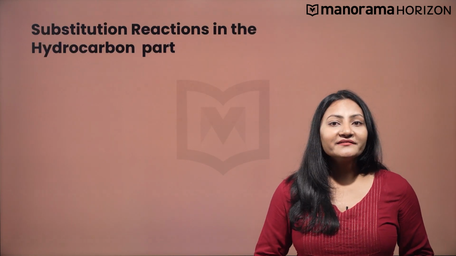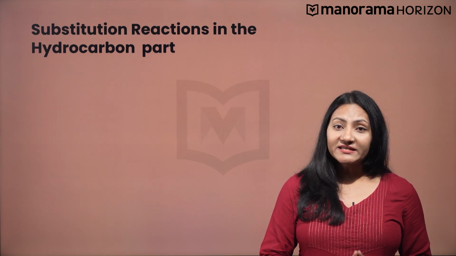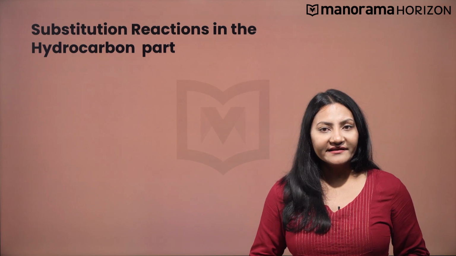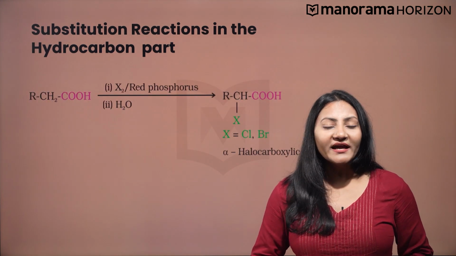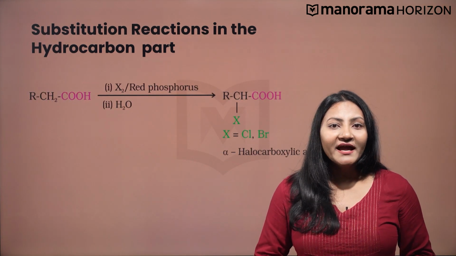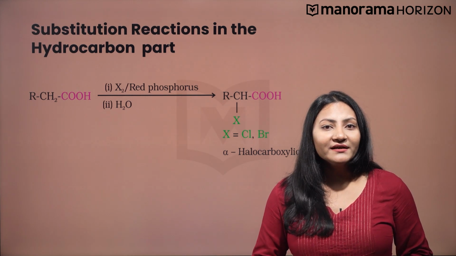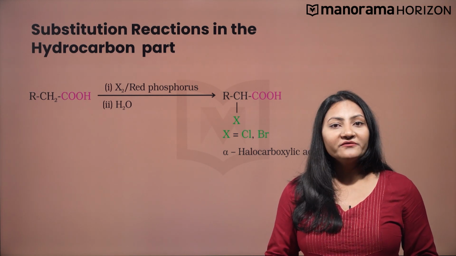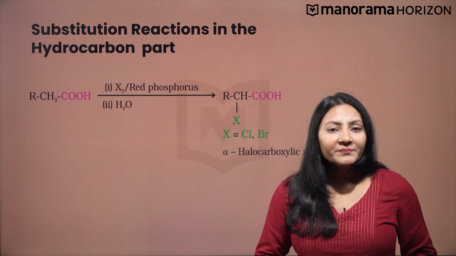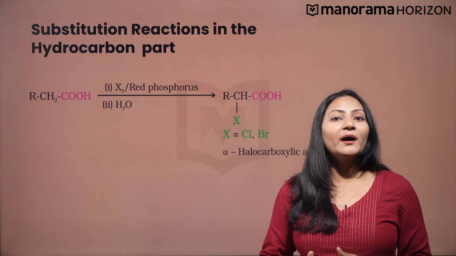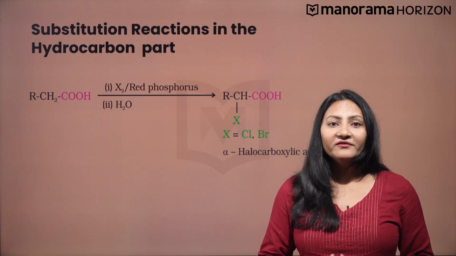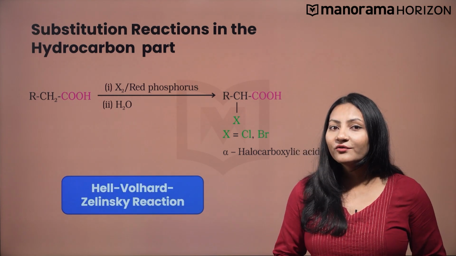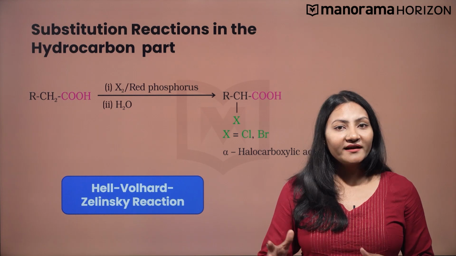Now, let's discuss the reactions where the substitution happens in the hydrocarbon part of the carboxylic acid. In this type of reaction, carboxylic acids having an alpha hydrogen are halogenated at the alpha position on treatment with chlorine or bromine in the presence of a small amount of red phosphorus to give alpha halocarboxylic acids. The reaction is known as the Hell-Volhard-Zelinsky reaction.